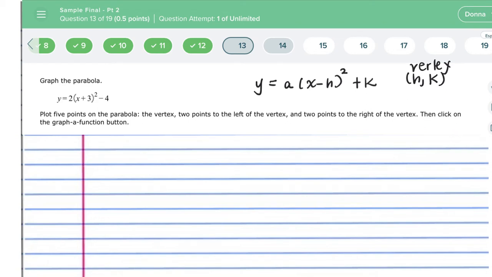And then we also know that if a is positive, as it is in this case, a is 2, it'll open upward and it has the axis of symmetry through the vertical line x equals h. So we'll find our vertex by setting x plus 3 equal to 0, and that'll give us x equals negative 3.